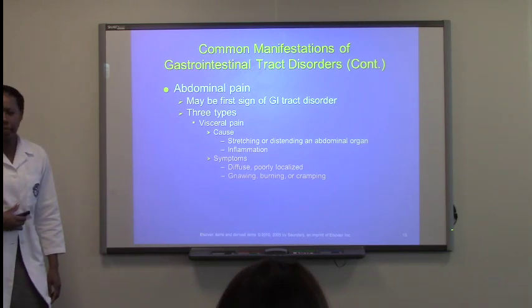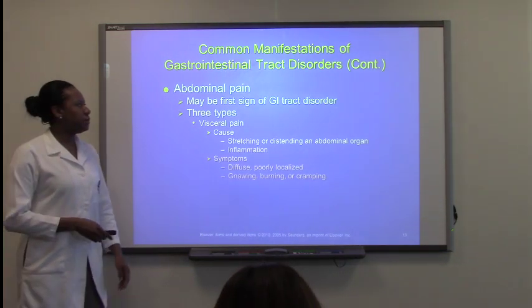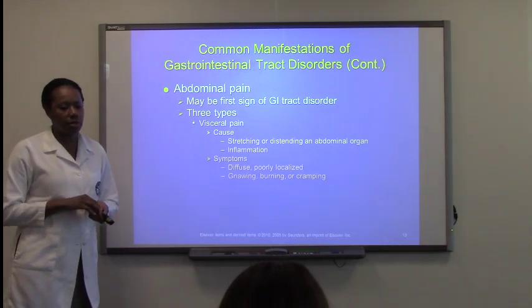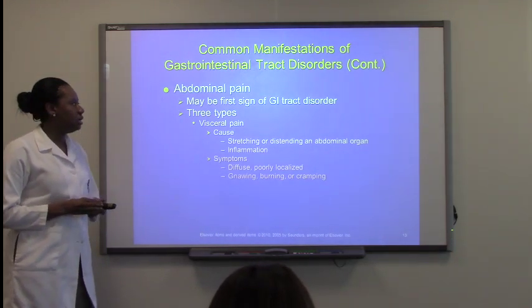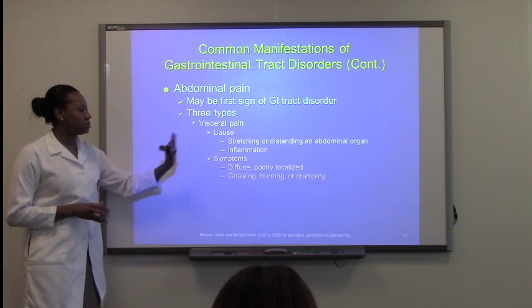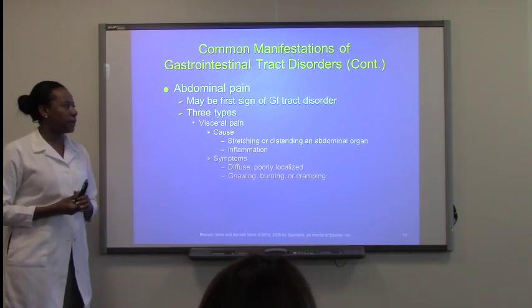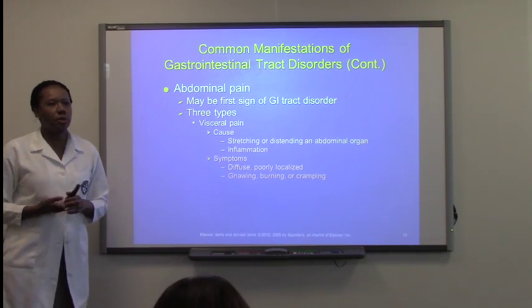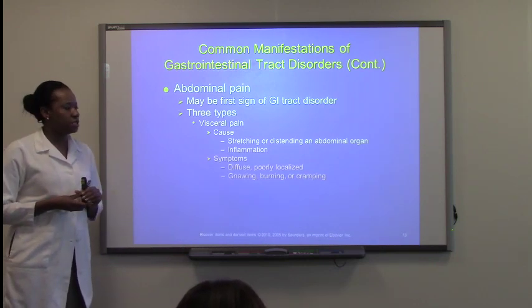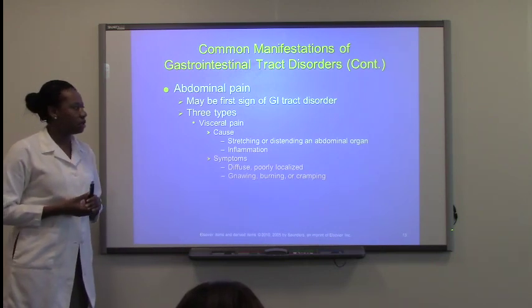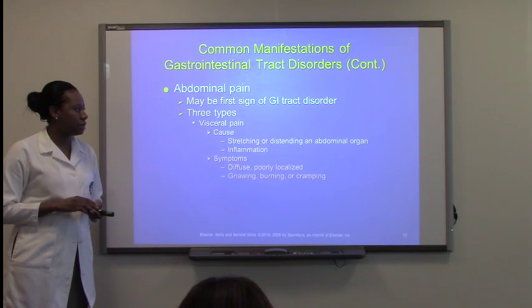Now, abdominal pain. We have 3 different types, and I will give you examples of each one. With the first type, visceral pain, the cause is some sort of stretching or distension of the abdominal organ, or inflammation.